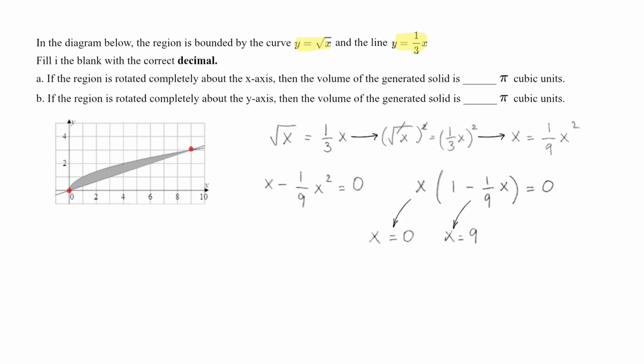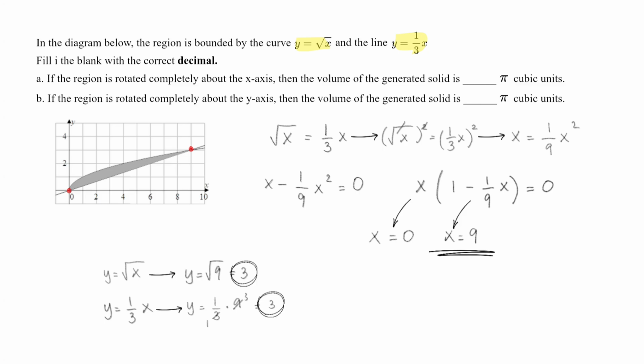To find the intersection point, we can plug our x value, 9, back into either of the original equations. Since they intersect at that exact spot, both equations will give us the same y value, which is y equals 3. So our region is between (0, 0) and (9, 3). Those are our limits of integration.